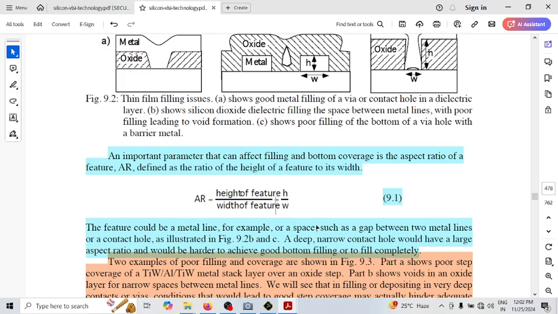So this is here, the gap between two lines. A deep narrow contact hole would have a large aspect ratio. Deep means this height is more, and narrow means this width is less. A deep narrow contact hole would have a large aspect ratio and would be harder to achieve good bottom filling, or to fill it completely. So bottom filling will become very difficult because the aspect ratio is more.